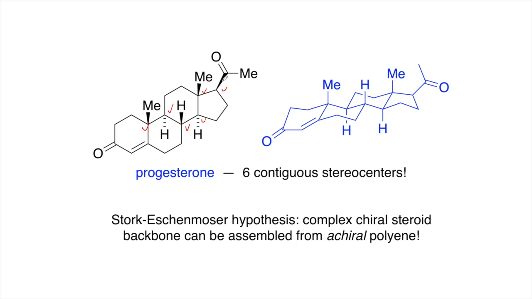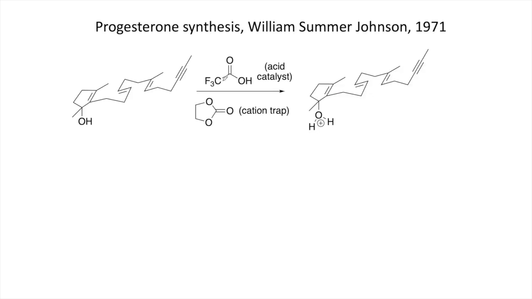So the Stork-Eschenmoser hypothesis is that even an achiral polyene like squalene can yield these complex chiral steroids pretty diastereoselectively. So this hypothesis was tested in 1971 by William Summer Johnson. So Johnson took several steps to get to this alcohol, and then he treated it, or his group treated it, with an acid catalyst and this cation trap.